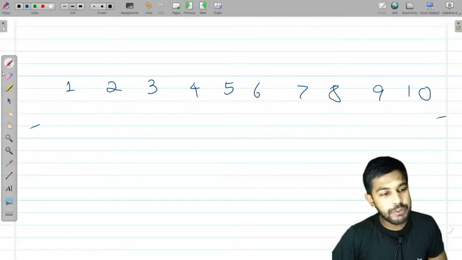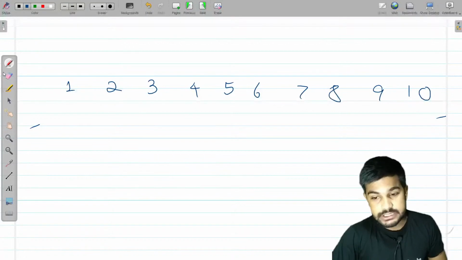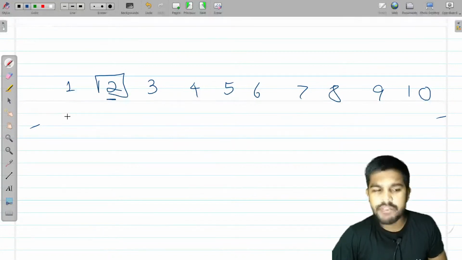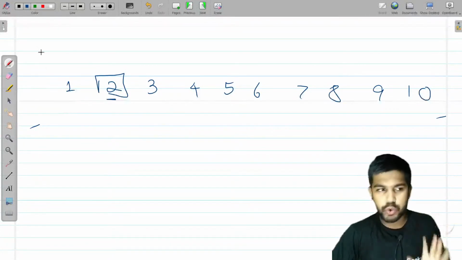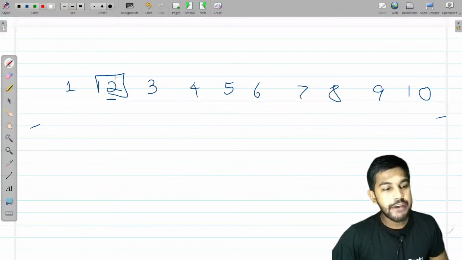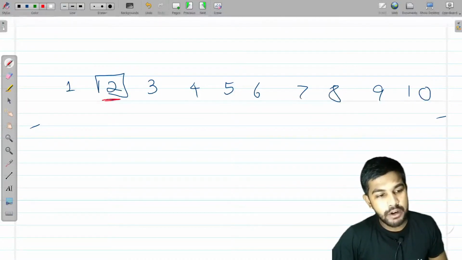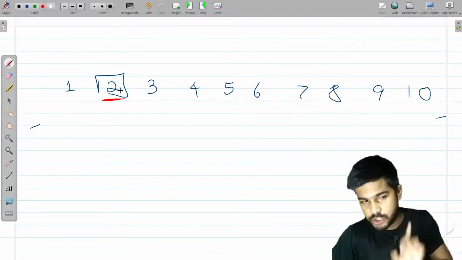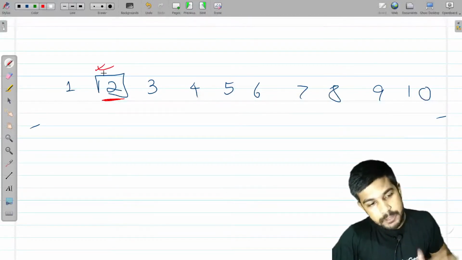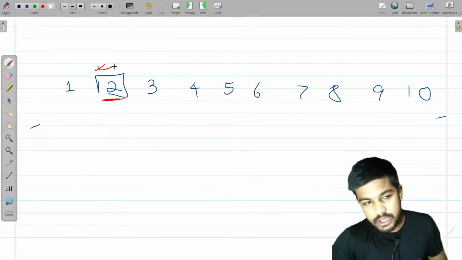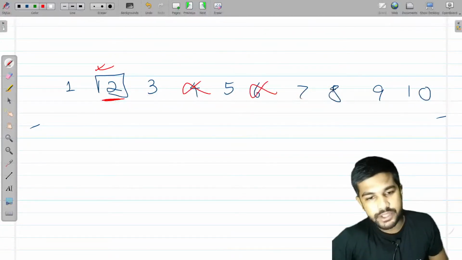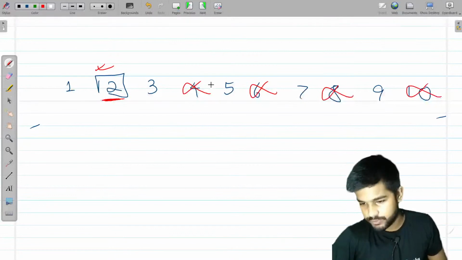Okay, now what we would do is, at first we would mark everything true, as prime. Now we would mark the multiples of this as not prime. This would be prime, but multiples of that won't be prime. So I would be removing this, this, this, and this.